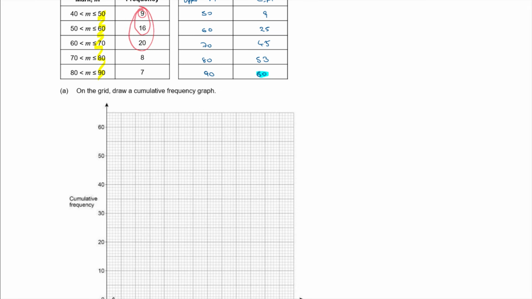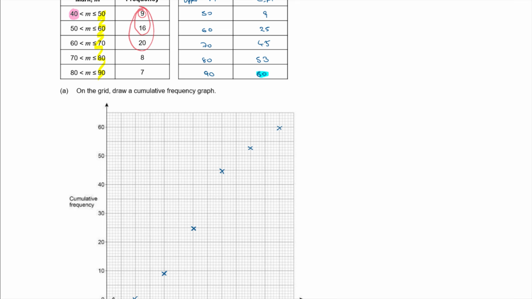Now my first point to plot is 50 against 9, but I can actually plot a bonus point at the lower class bound of my first group. So I am going to plot an extra point at (40, 0), because there was nothing less than 40, because it's the lower bound of the lowest group. And then after that I can plot 50 at 9, which is there, look, and then 60 at 25, and then 70 at 45, 80 goes with 53, and 90 goes with 60.